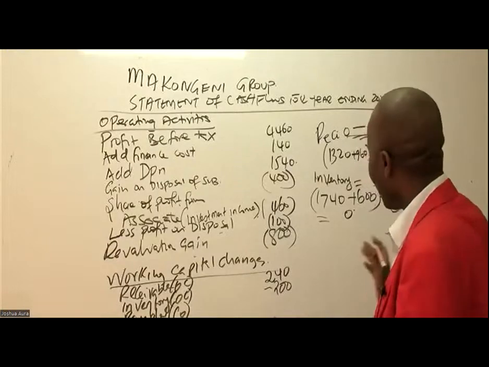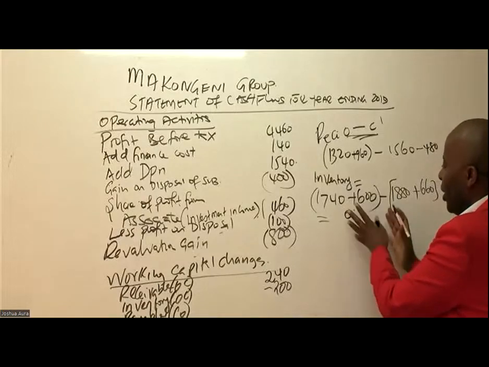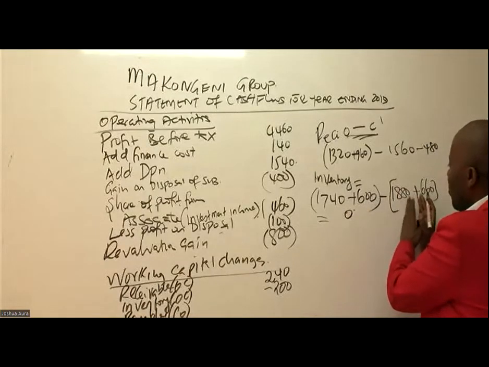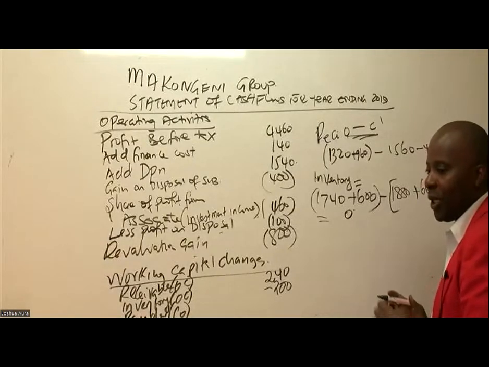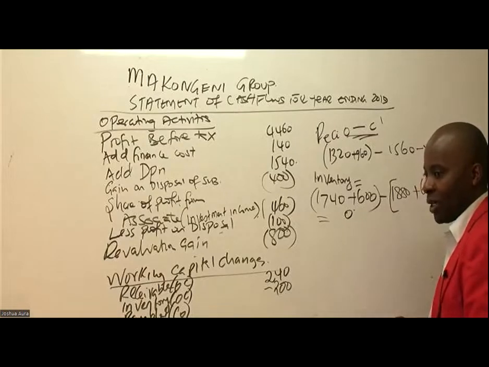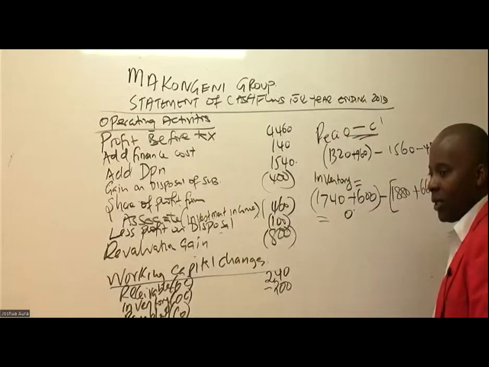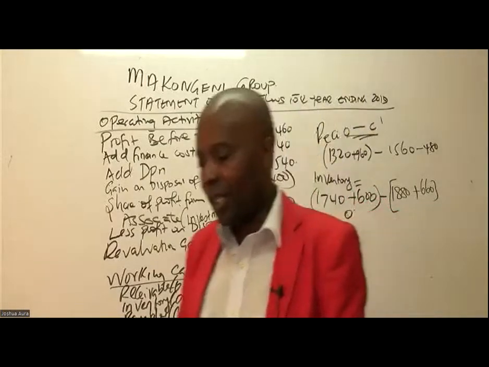Please use your brackets. Use body mass. So it is 1740 plus 600. You get that minus, open brackets, this plus 660, you close. You close. Please use brackets very well. Use body mass very well. Right? So they're getting 200, isn't it? They're getting negative 200. Thank you so much.